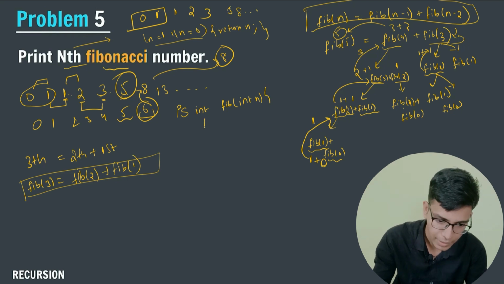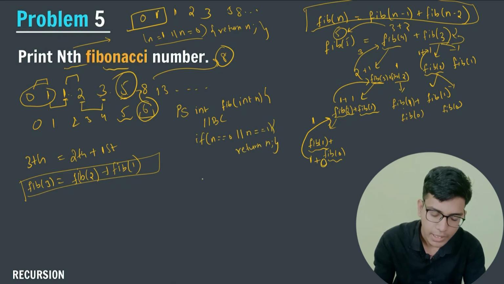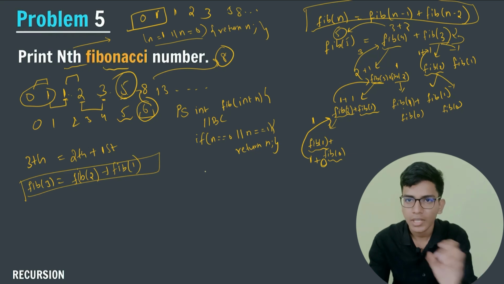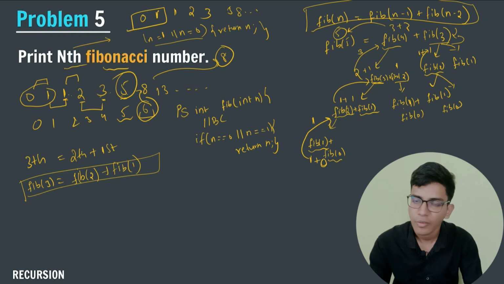So first of all, my base case here is if n becomes 0 or n becomes 1, then simply return n. After that, I need to calculate Fibonacci of n minus 1 and Fibonacci of n minus 2, and add those two. That will become Fibonacci of n.